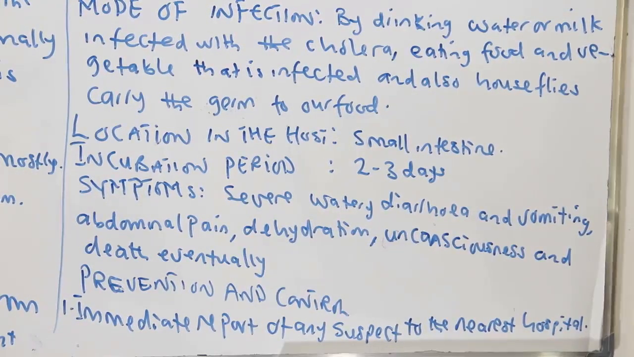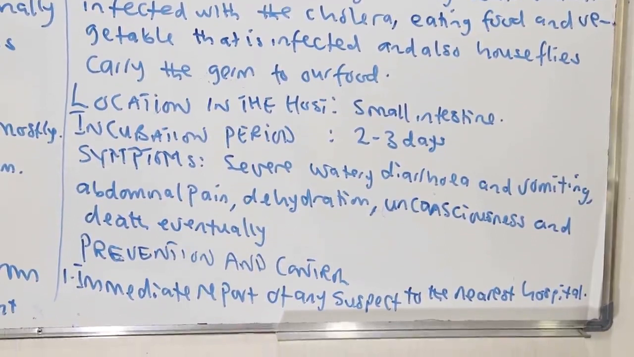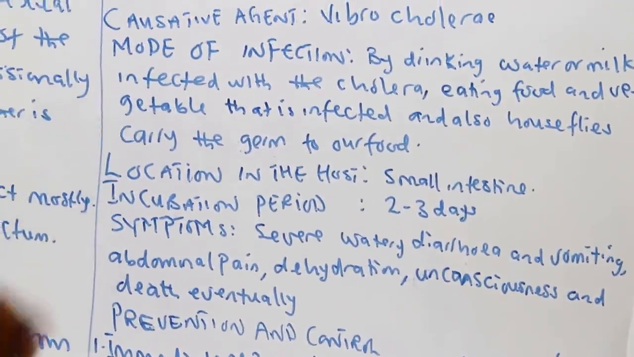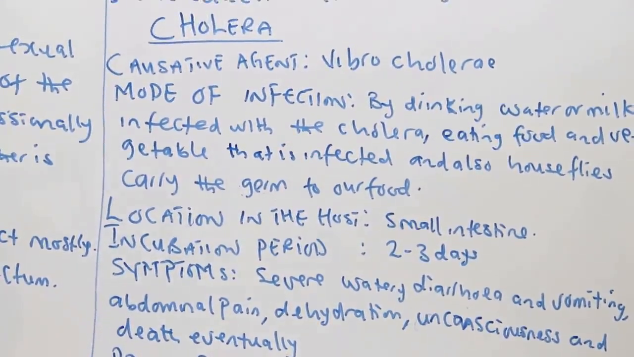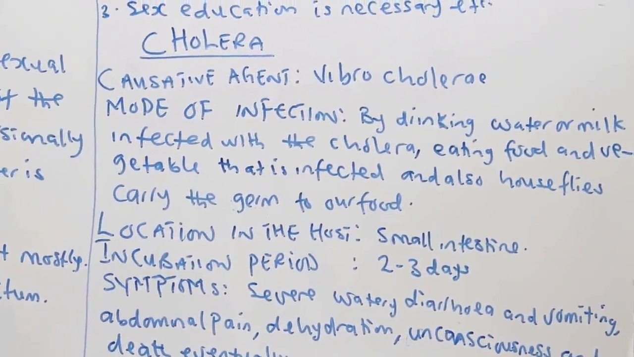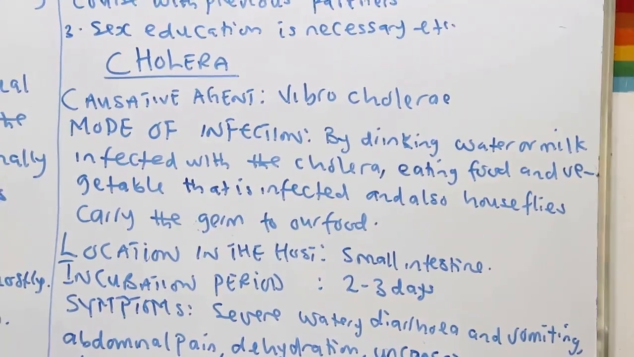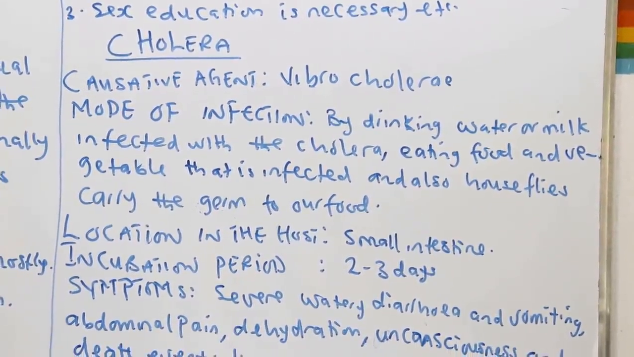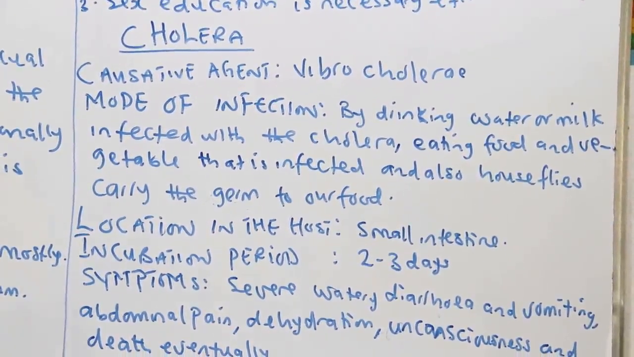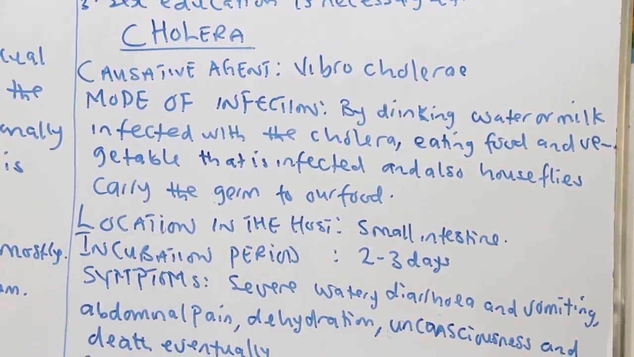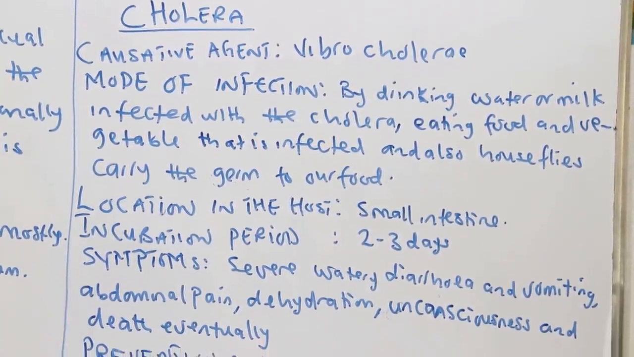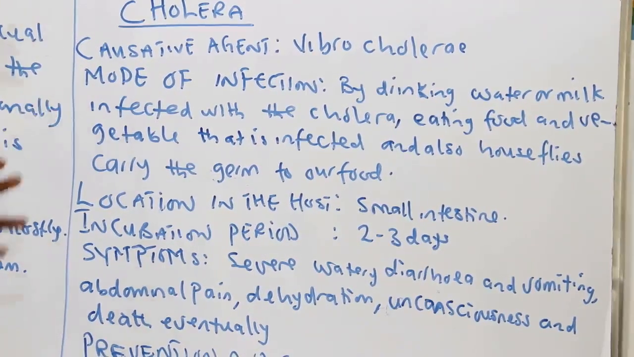And then the second example of bacterial disease there on the board is cholera, the normal cholera disease. This cholera disease is caused by a bacterium called Vibrio bacteria. And this bacterium is transferred from one person to another through drinking of infected water or milk that has already been contaminated. You can also get it through eating foods and vegetables that are already infected.